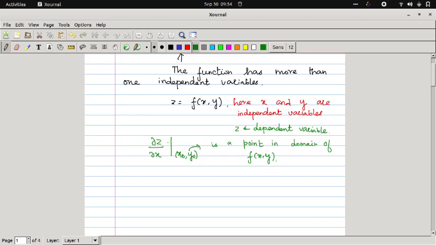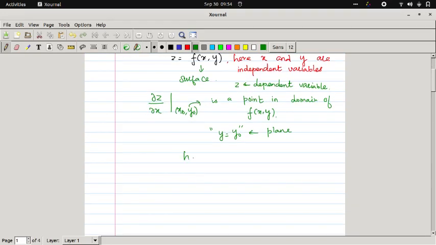Now what am I going to take? It is a surface. I will take y equal to y naught, which is a plane. This plane intersects with the surface, and I get a curve. I denote that curve as h of x, where h of x equals f of x comma y naught. You can see that y naught is a constant, a fixed constant because I chose it that way. Now it has only one variable, so h of x becomes a curve.